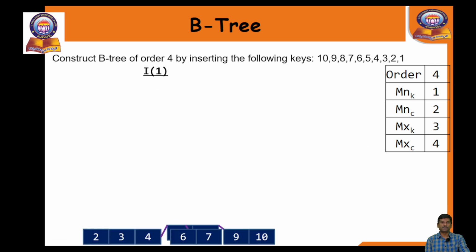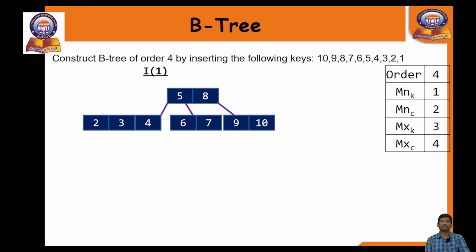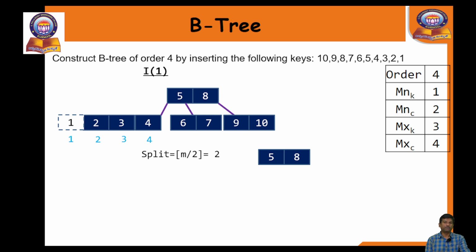Take the next key, that is, you need to insert the key 1. When you are inserting, key 1 has to be placed to the left of the key 2. And when you are inserting 1 at this position, you can observe there are 4 keys present. So when there are 4 keys in the node, you have to find the split and split accordingly. So 1, 2, 3, 4, find the split, m by 2, that will be at the second position. You are moving the key 2 up.